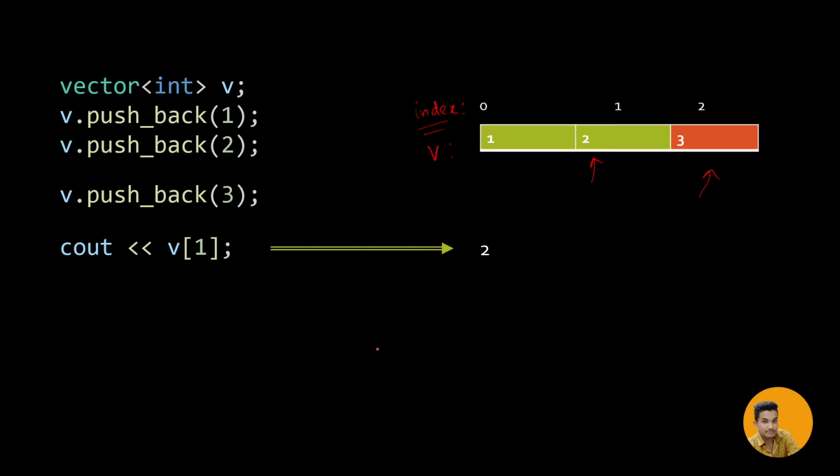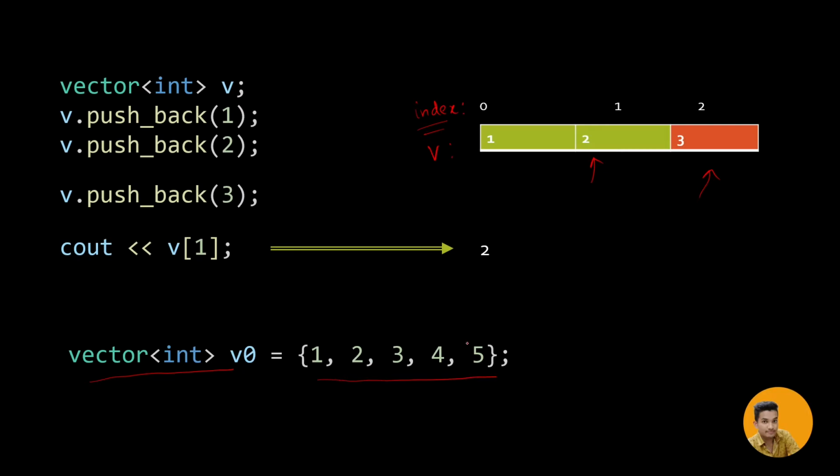And there is another way also where you declare and initialize the vector. This is the way. You have declared the vector here with data type int, and then you have also initialized the vector with some data, which is this. So this is also acceptable.